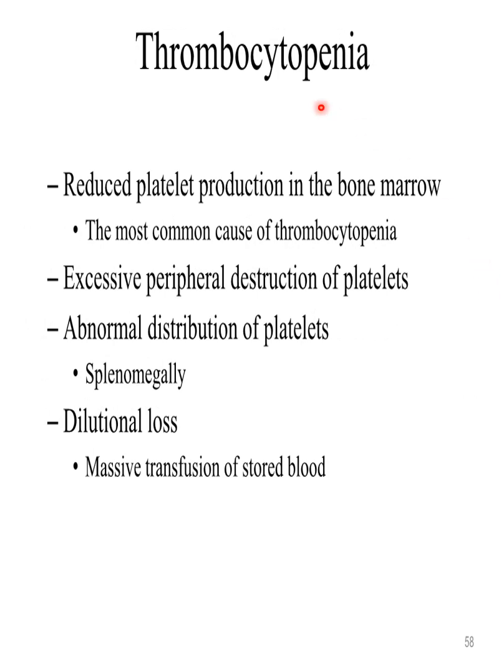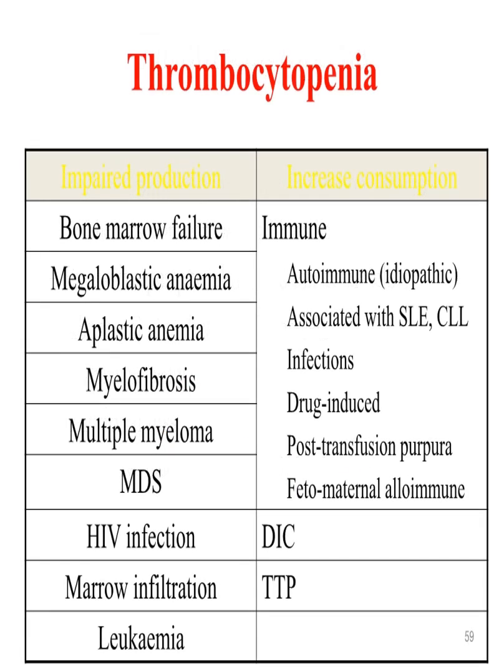Low platelet count can be the result of decreased production in the bone marrow, or in the factory, excessive peripheral destruction of the platelets, what is happening in the market, abnormal distribution of platelets like in splenomegaly, and massive blood transfusion. Now this is an example whereby thrombocytopenia or decrease in the platelet count can happen in the bone marrow as a result of production, and second is as a result of consumption, what is happening in the periphery.